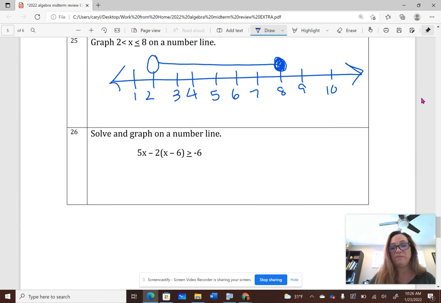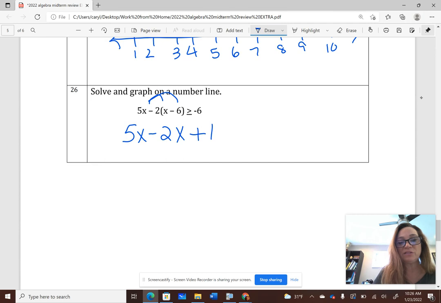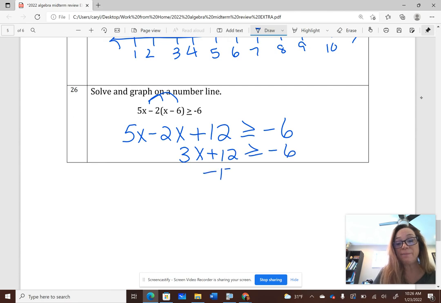Okay, solve and graph on a number line. So a little bit more work. All right, so distributive property. Make sure you write plus 12, negative times a negative. Combine the like terms. Opposite of adding is subtracting.